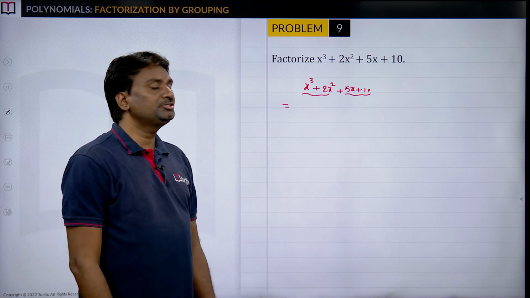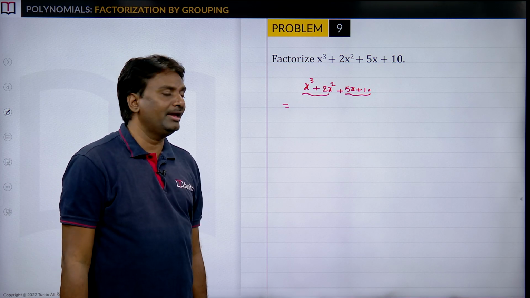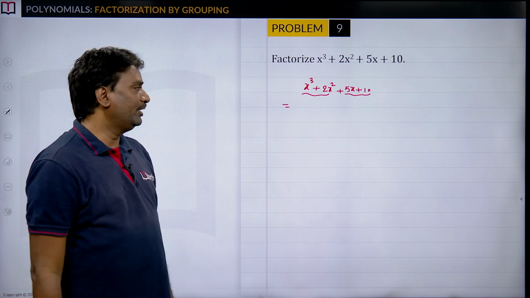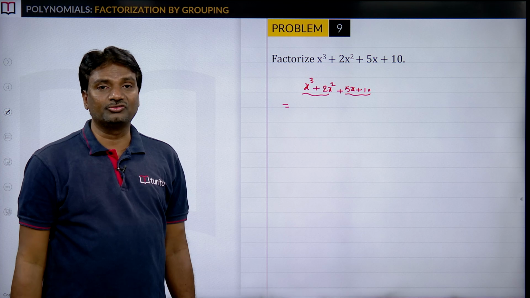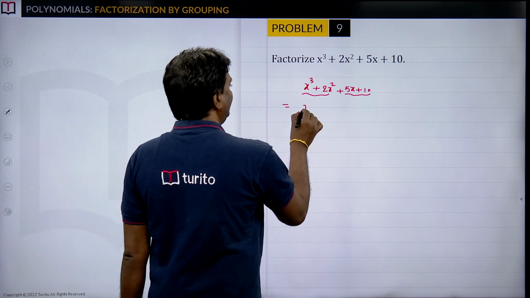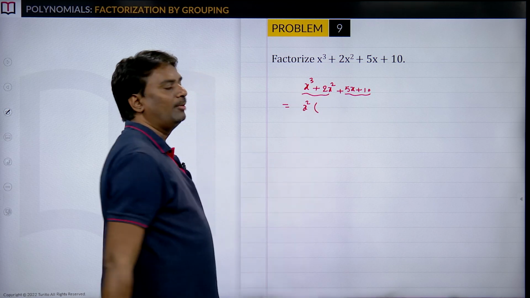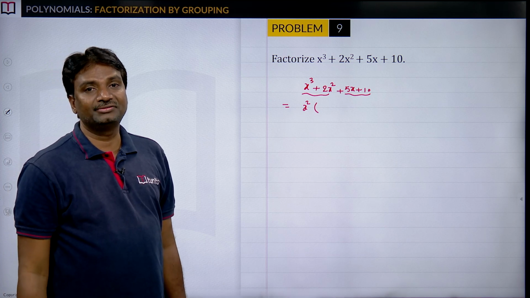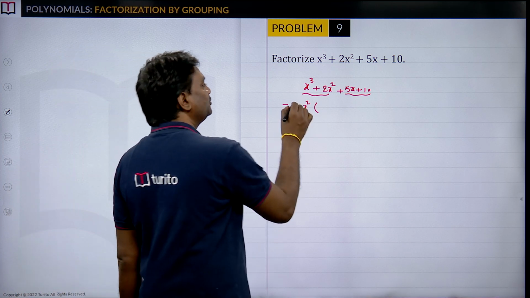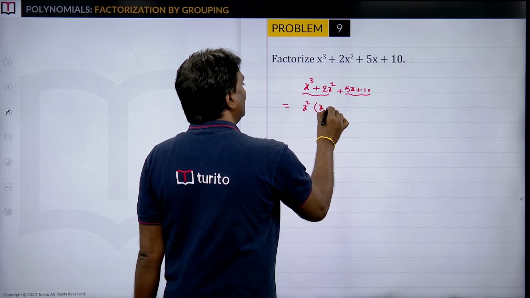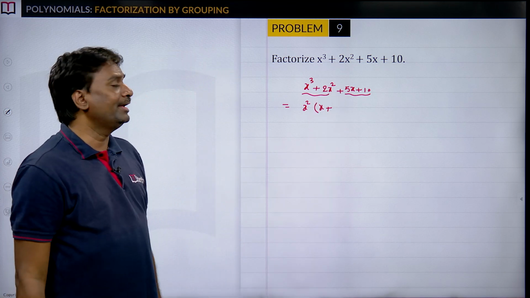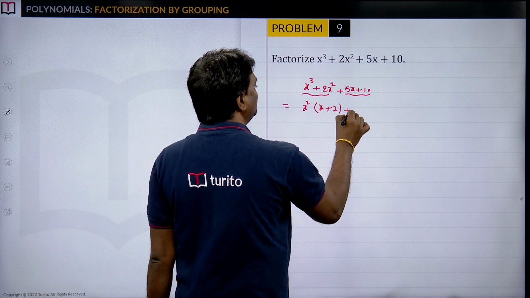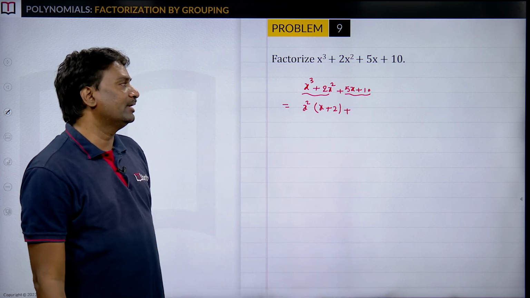So, by observing the first two terms x cube plus 2x square, it is clear x square is a common factor, because x cube can be written as x square into x. So, by taking x square as common, where x cube can be written as x square into x, since we have taken x square as common, you will get x. Next, from 2x square, since we have taken x square as common, you will get 2. So, x square of (x plus 2). Can you say what is the common factor for 5x plus 10?